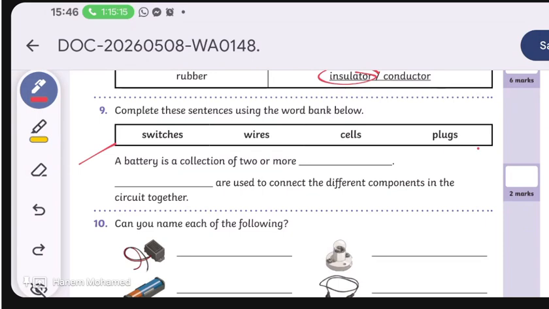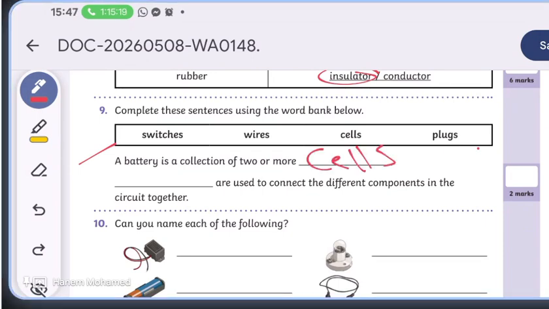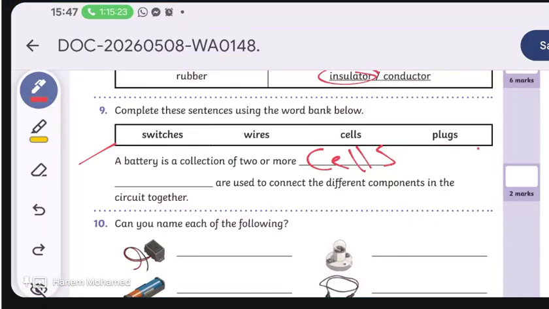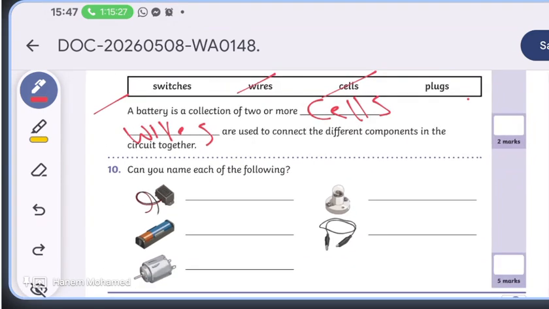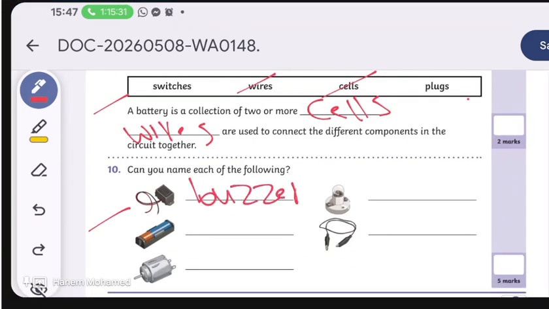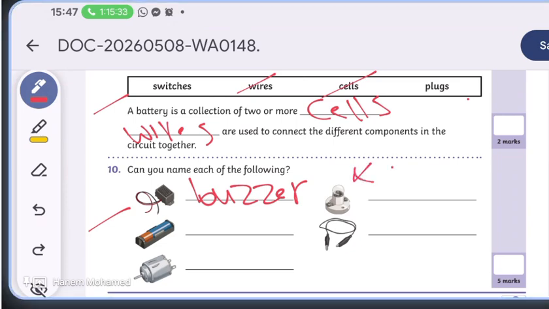Of two or more cells. And what are used to connect the different components in the circuit together? Wires. And what is the name of this component? Buzzer. What about this? Are we going to say lamp or bulb? You cannot say lamp. You have to say bulb. Bulb.